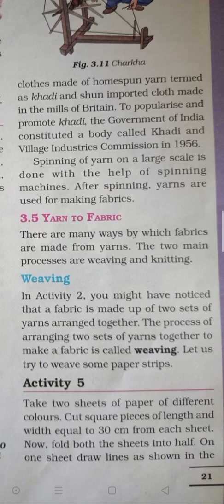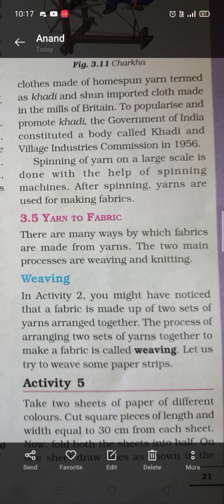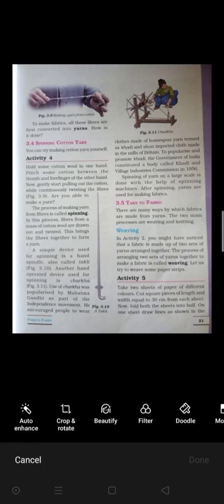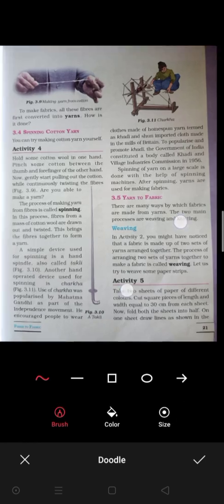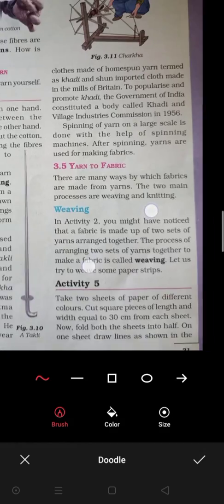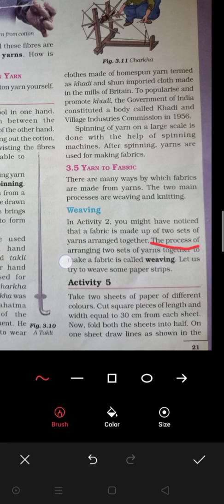Okay, so here the process of arranging two sets of yarn together to make a fabric is called weaving. Here you have to underline what weaving is: the process of arranging two sets of yarn together to make a fabric is called weaving.